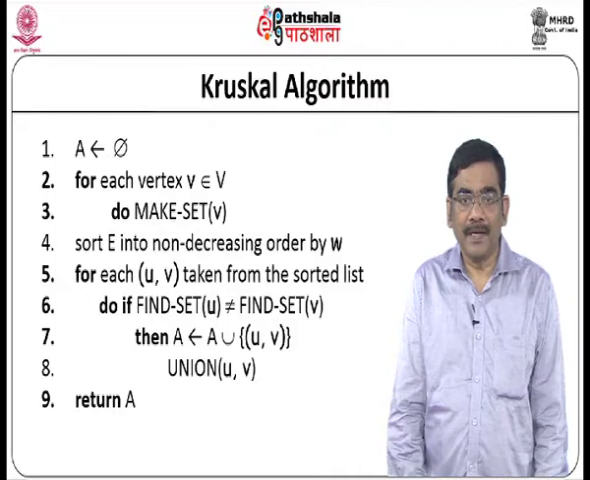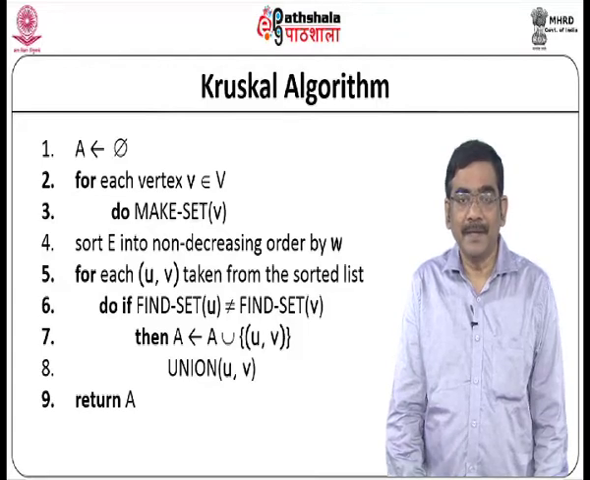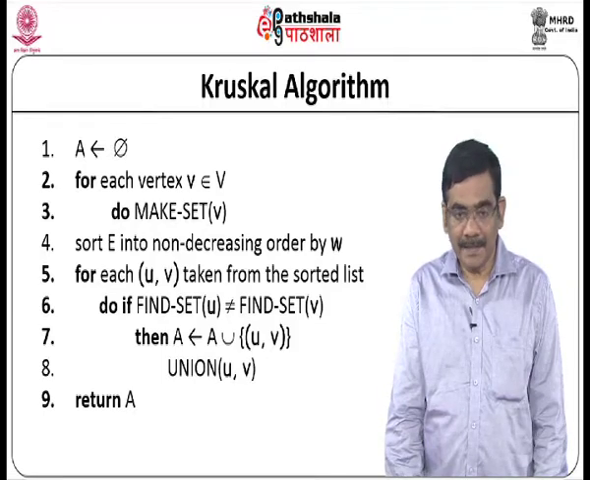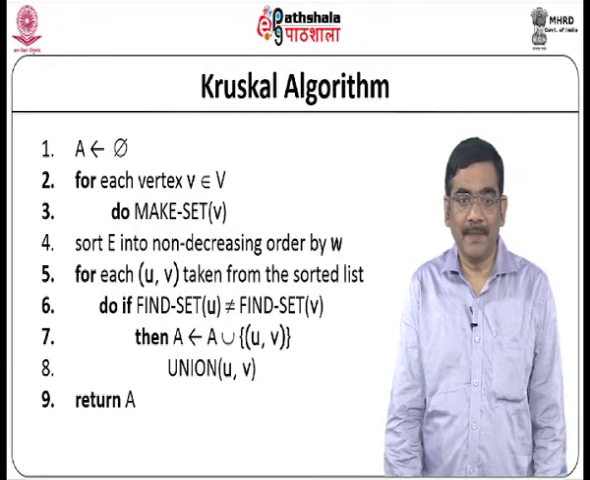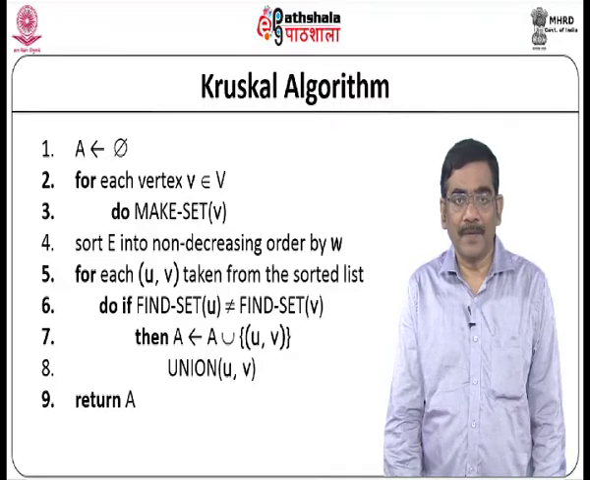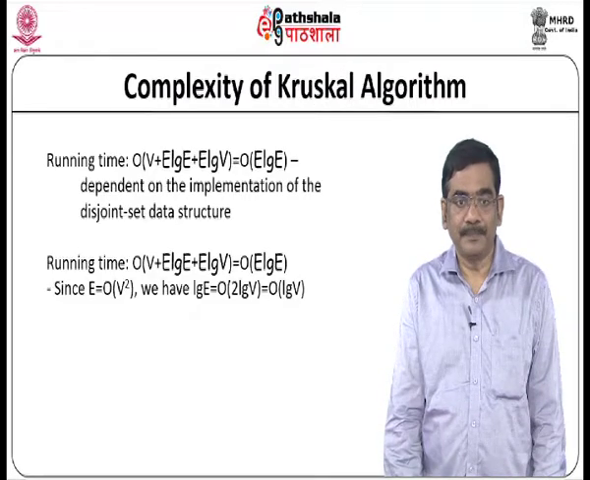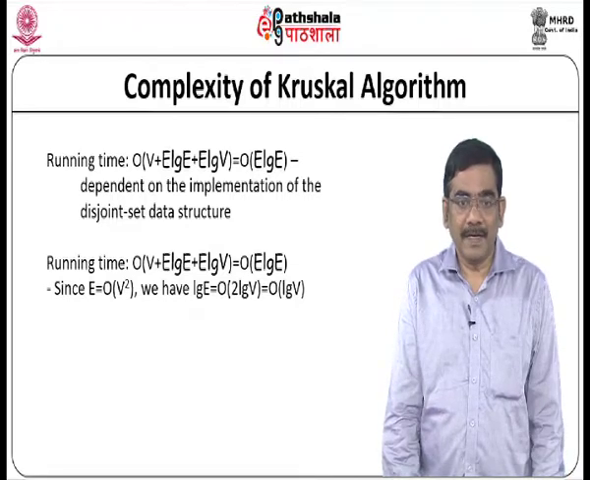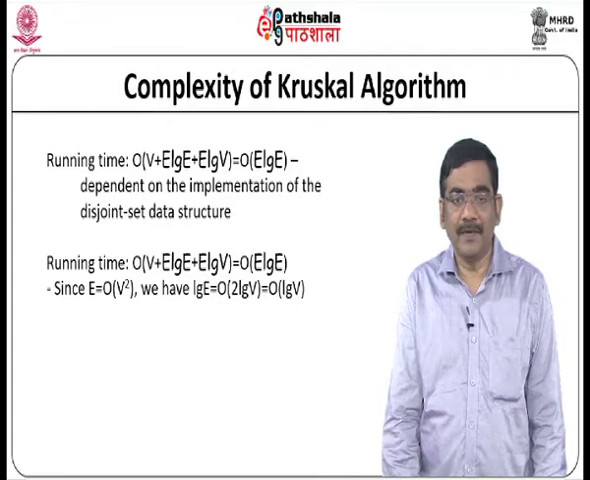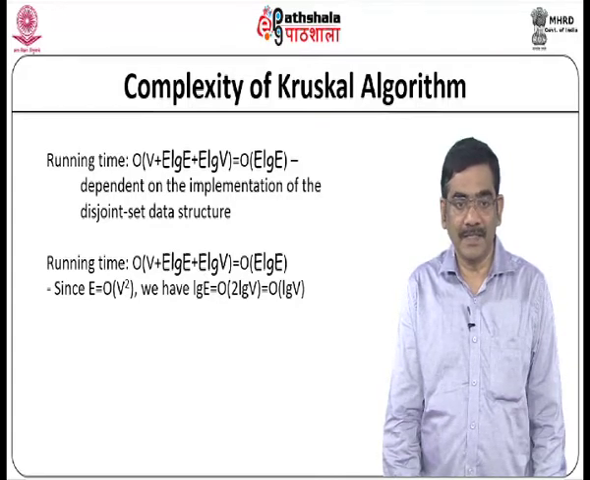I can use find set u and find set v. If these are not equal, that means they are not forming any cycle, so I can add this edge. Then I can go for set union. Repeatedly I can iterate this. Finally, at the end of the algorithm, I have the spanning tree. So, what is the complexity of this algorithm? The complexity is dependent on the complexity of your disjoint set data structure.